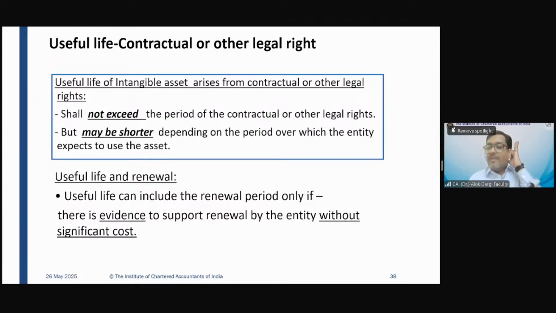If the renewal clause is there in the license also, you can consider the renewal period if it is substantiated through evidence that the renewal will also happen without any significant cost. Then the renewal period can also be considered as part of the useful life.